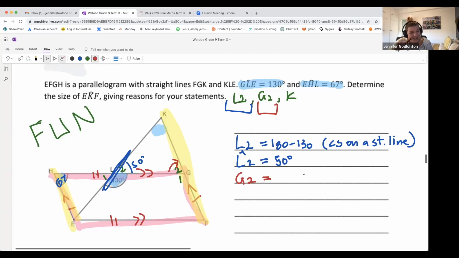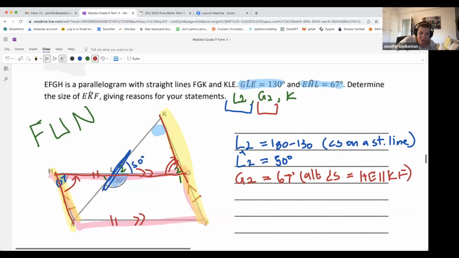Yes, Tanda, you found your brain. Okay, this line is parallel, this line is parallel, and so there is my Z or my N, which means that this angle is equal to this angle. So we can say G2 is equal to 67 degrees because alt angles are equal when HE is parallel to KF. Okay, so now we know that this is 67 degrees. Now all we have to do is find K. So we've done all the hard work. Now we need to find angle K.